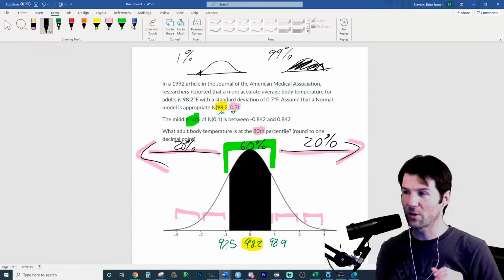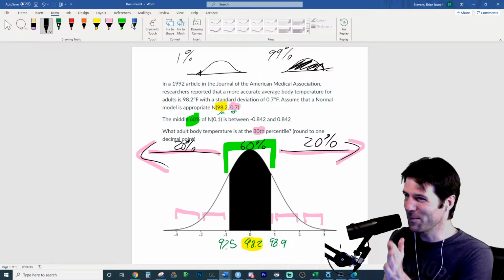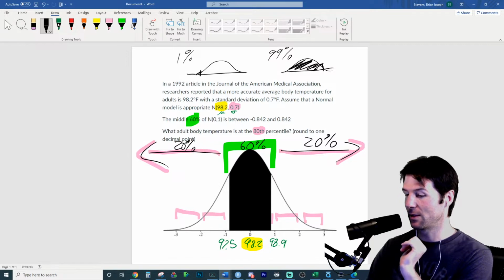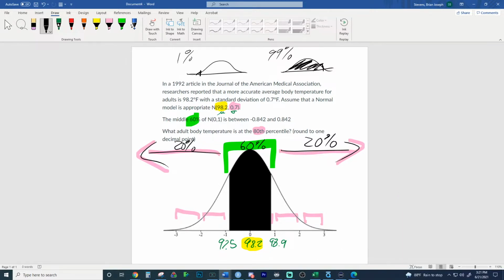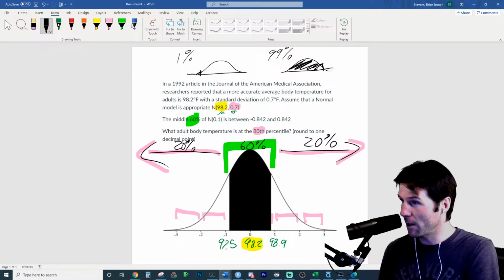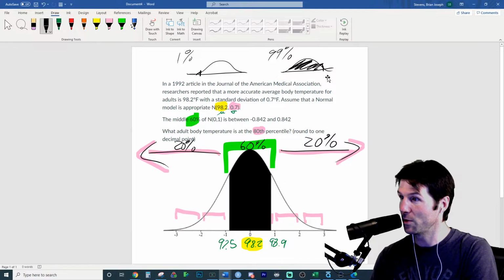Like, I want to be in the first percentile. Well, do you? What does that mean your grade is going to be if you're in the first percentile? First percentile is not the top 1%. The first percentile is the bottom 1%. The 99th percentile is the top 1%.